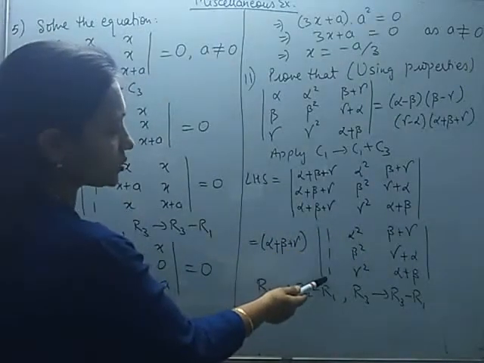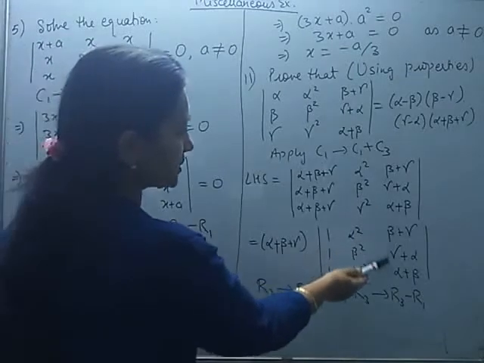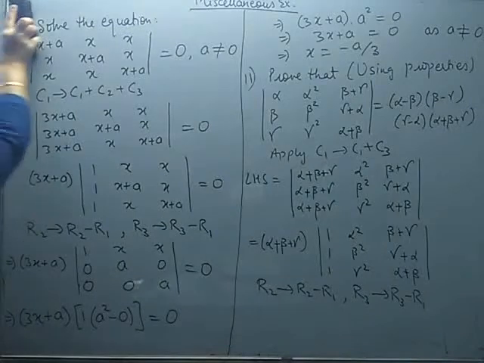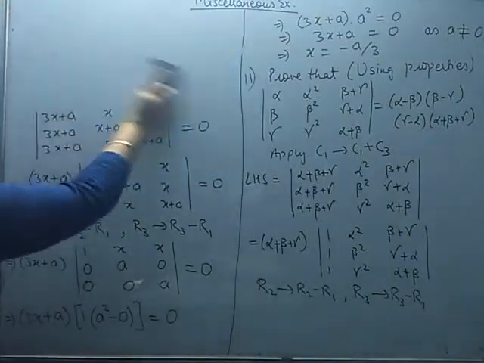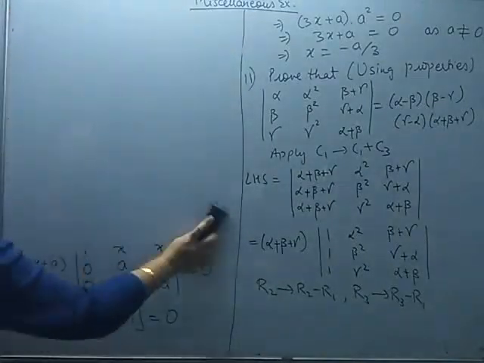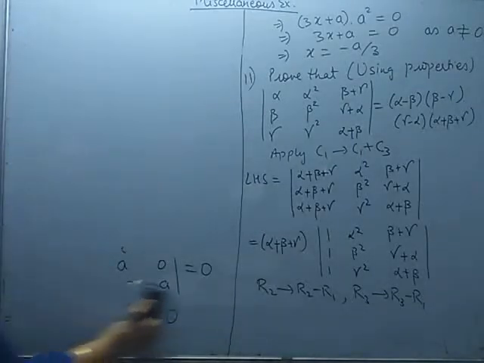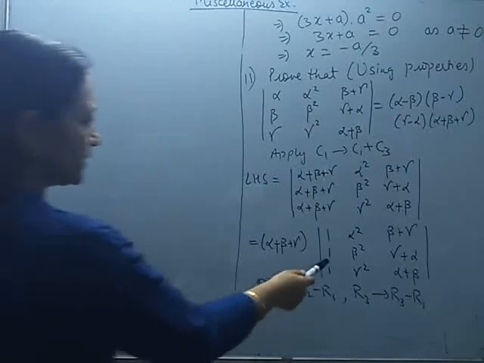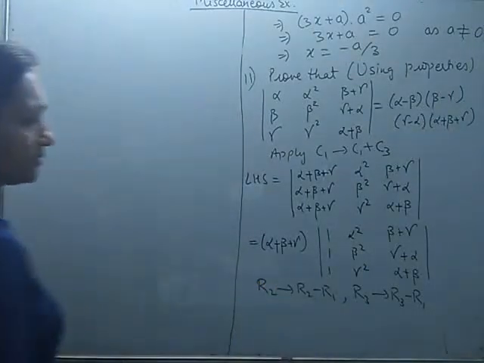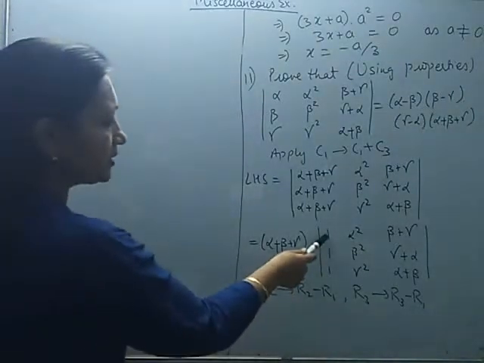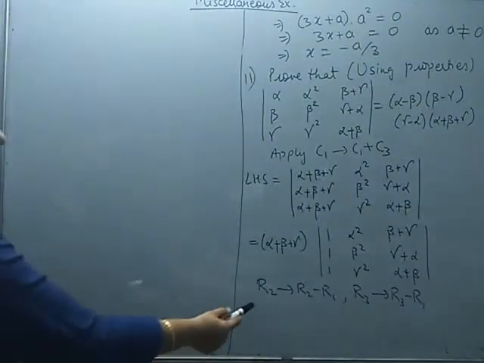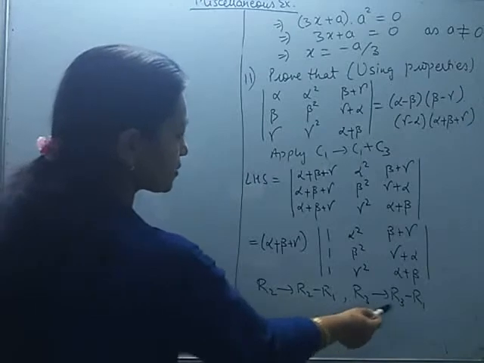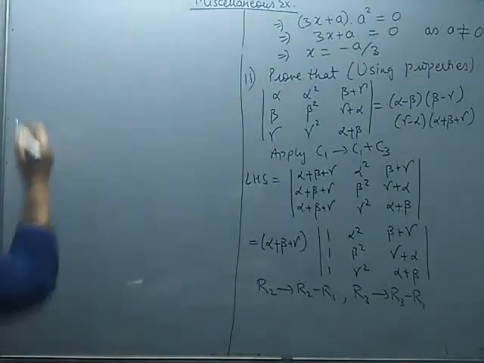So this reduces to 1, 1, 1. Again you can see the second and third columns as it is. Now because we are able to convert all the elements of the first column into 1, 1, 1, any two of them can be reduced to 0. So I am converting the 1 in the second row and the 1 in the third row into 0 with the help of the 1 in the first row.